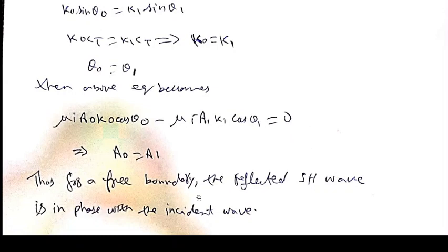So for a free boundary, the reflected SH wave is in phase with the incident wave. The wave number will be the same as incident, the angle will be the same as the incident angle, and the amplitude will be the same as for the incident wave. So for a free boundary, an SH wave is reflected as an SH wave which is in phase with the incident wave.